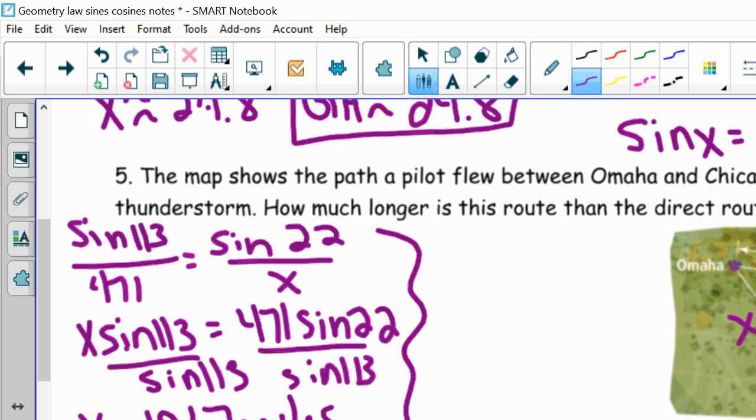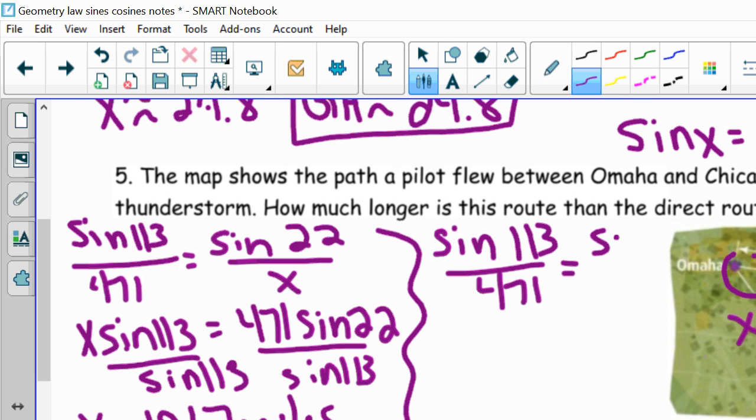So again, I'm still going to use the law of sines. So the sine of 113 over 471 equals, this time I'm going to use this angle up here. I need to find that angle, but I know that all three angles add up to equal 180. So 180 minus 113 minus 22 gets me 45 degrees. So the sine of 45 over y.